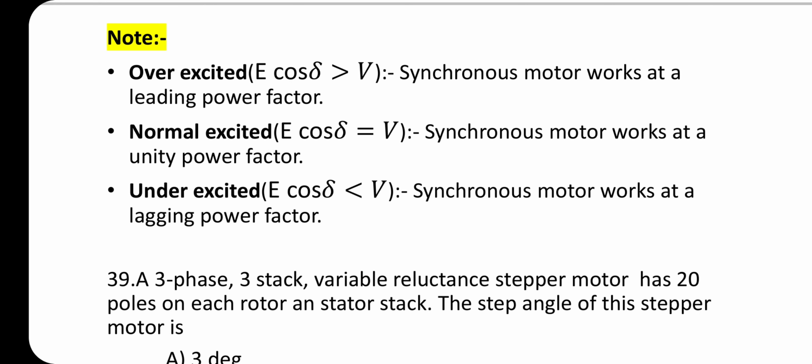Note: overexcited means E cos delta greater than V. Synchronous motor works at a leading power factor. Normally excited: E cos delta equal to V. Synchronous motor works at a unity power factor. Underexcited: E cos delta less than V. Synchronous motor works at a lagging power factor.